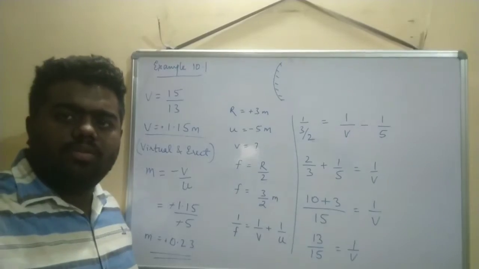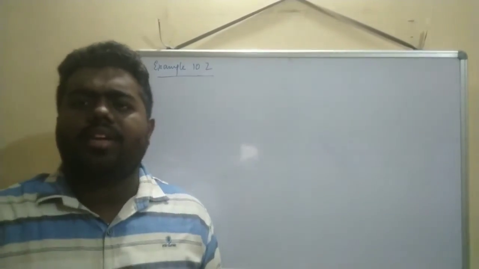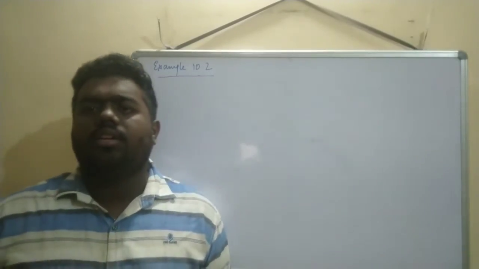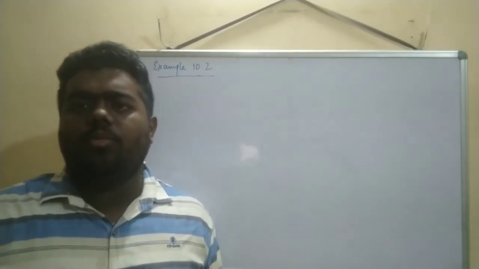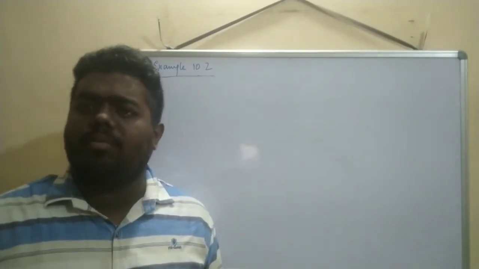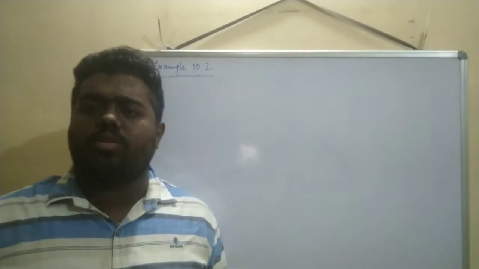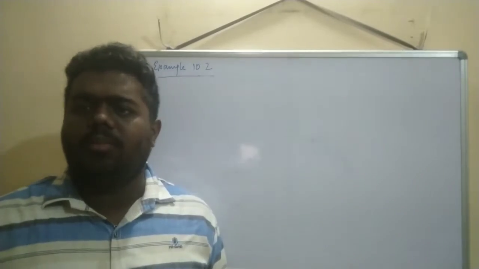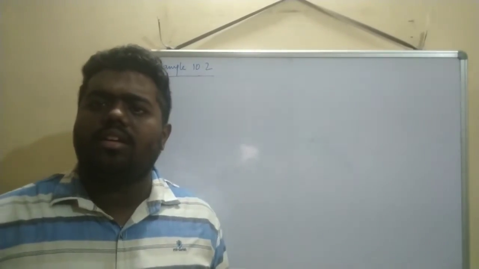So let's move to the next numerical. In example number 10.1, we have seen it for a convex mirror. Now we will see one numerical for a concave mirror, which we can see in example number 10.2. In that we can also get the height of the image, because the height of the object is mentioned. So let's read the numerical.